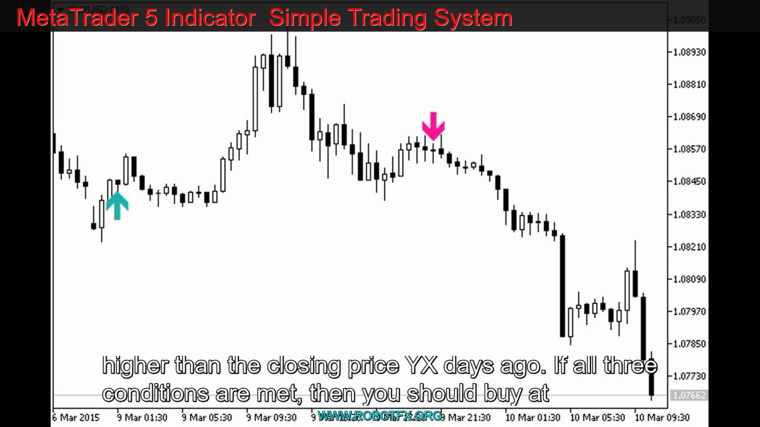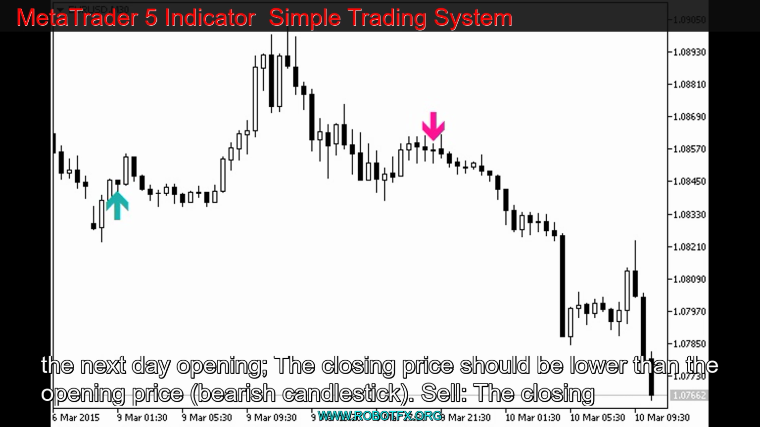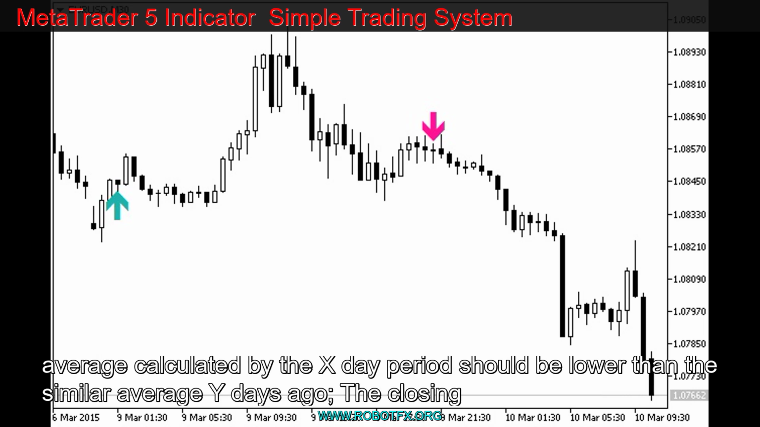Sell. The closing average calculated over the X-day period should be lower than the similar average Y days ago. The closing price should be higher than the closing price Y days ago. The closing price should be lower than the closing price Y plus X days ago. The closing price should be higher than the opening price, a bullish candlestick. If all three conditions are met, then you should sell at the next day's opening.